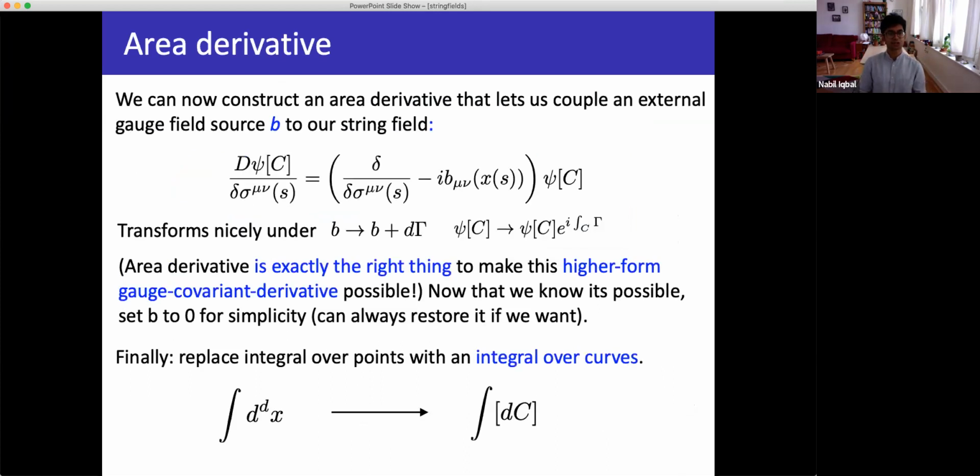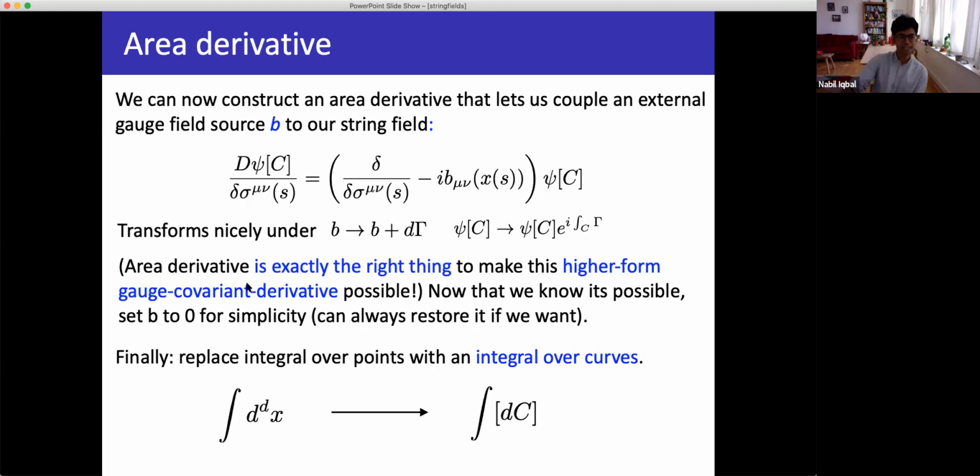So now I can construct an area derivative that lets me couple an external gauge field source to the string field. And that object is the following. What I do is I take the normal area derivative and then I multiply it by i times the two-form field B. If you look at what happens, if you now do this transformation, psi to psi times e to the i integral of gamma, the area derivative picks up a factor of d gamma from the previous slide. So you have to shift B by B goes to B plus d gamma. And then this whole thing is invariant. So this is the gauge covariant version of this higher form symmetry.